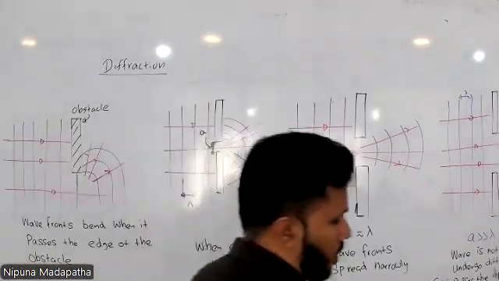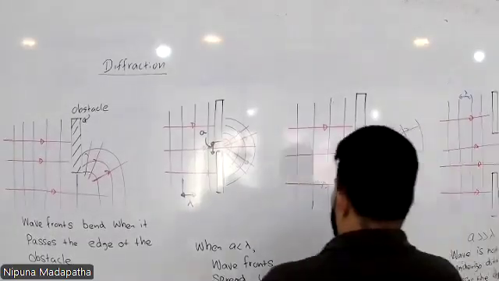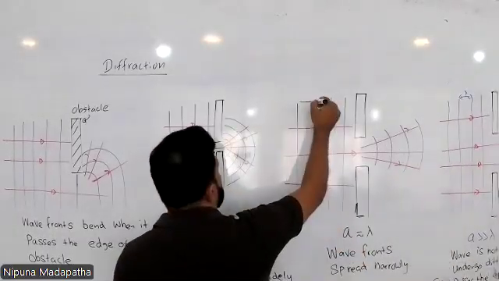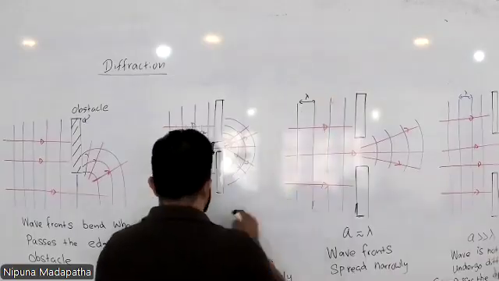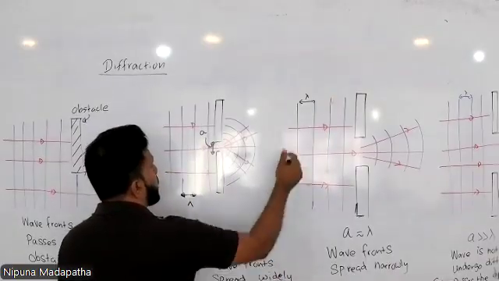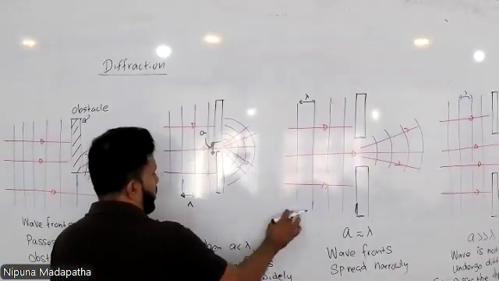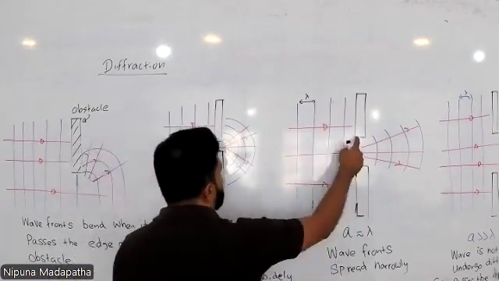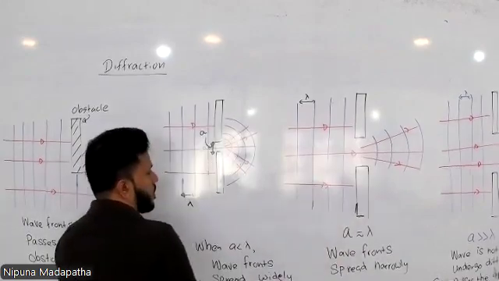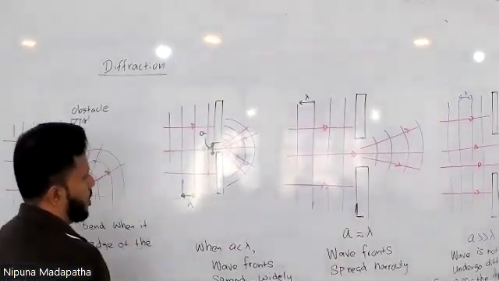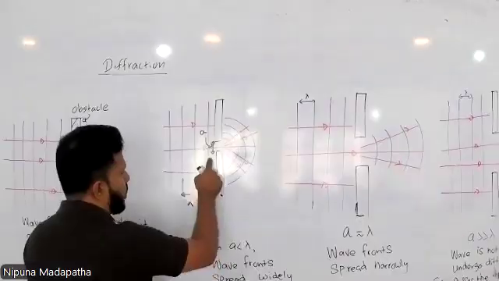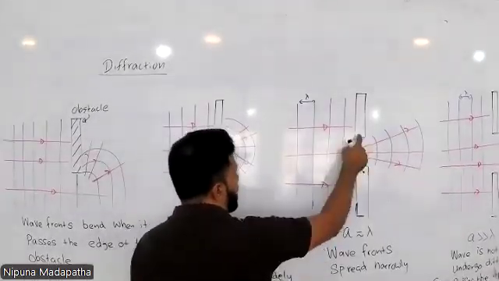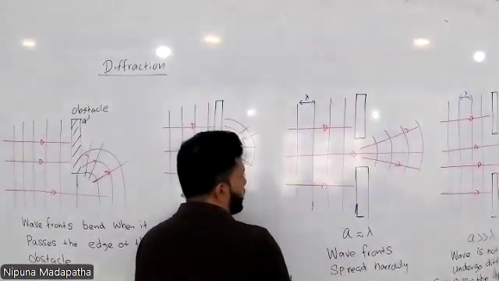Now look at these two figures. They have the same wavelength, the same wave, but the size of the aperture is different. Here it is a narrow one, here is a wider aperture.